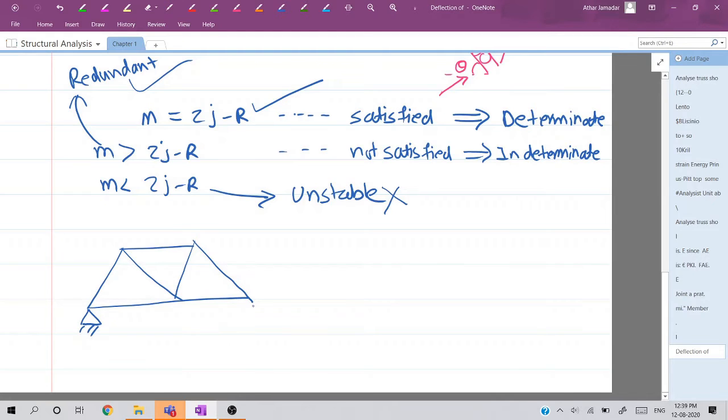There is a truss like this. One support is a hinge, another support is a roller. We have to first determine whether this truss is determinate or indeterminate. So we will write down: find the type of truss.